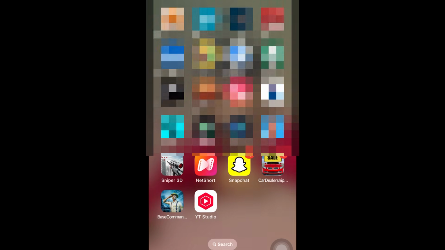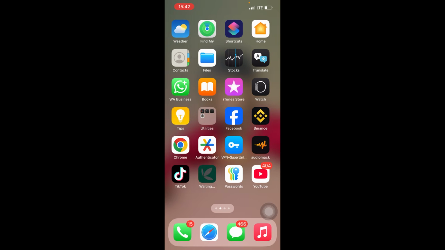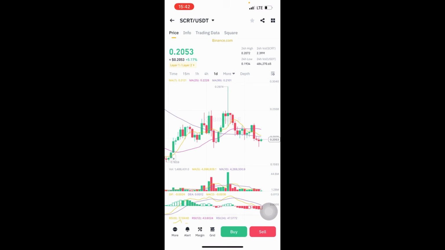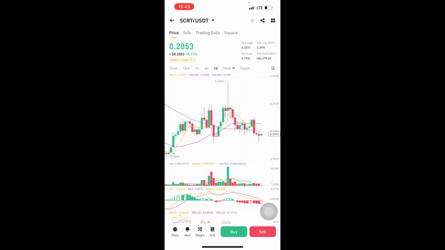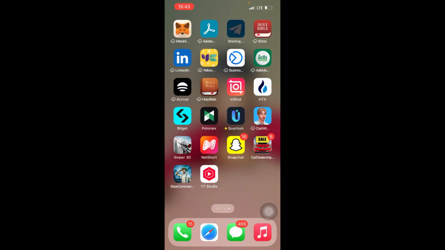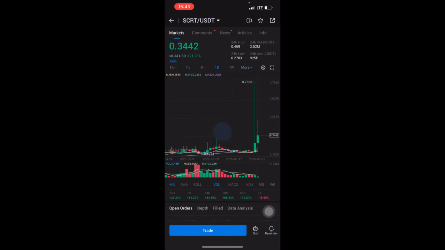There are three things that you have to consider. When these three things fall in place and you see that it's cool, then you go to your Binance wallet and open it. I've already searched for the script, and here is 0.2053, and ATX is 0.3601. It keeps on going up.